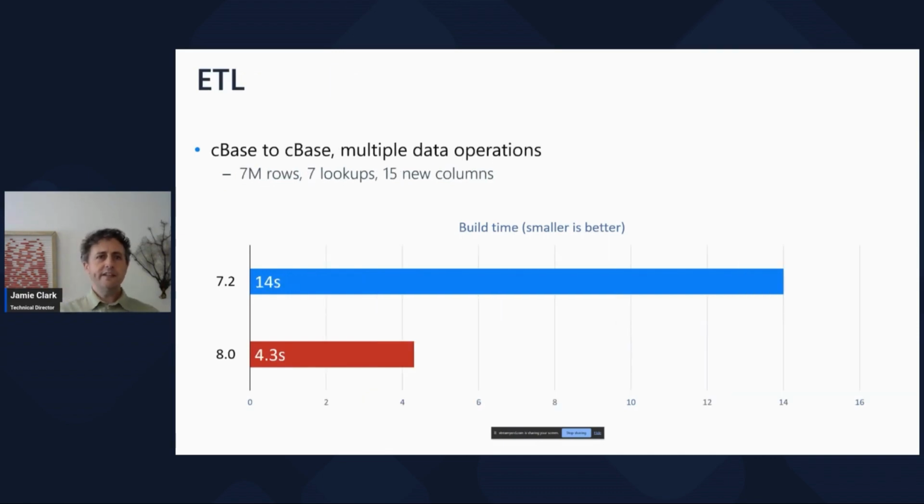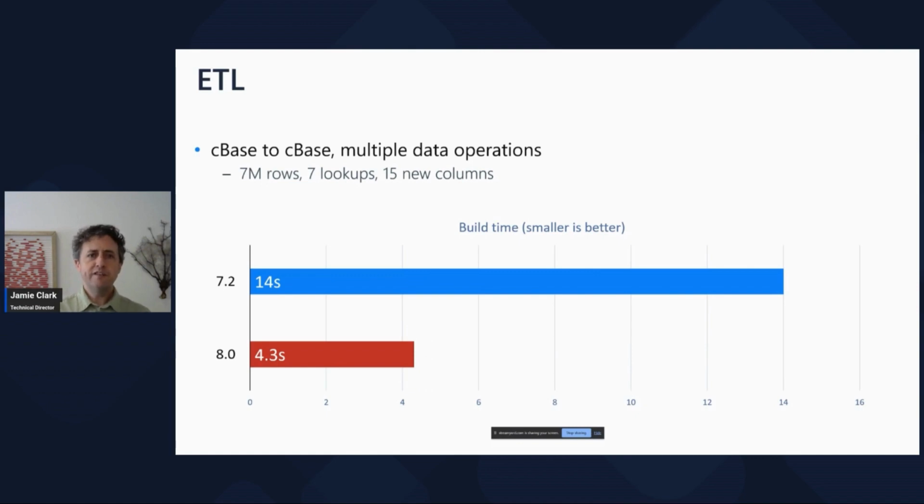Now let's go back to an ETL case. Here I'm going to read a CBase, I'm going to write back a CBase, and along the way I'm going to do some lookups, I'm going to add some new columns. Again, this is not a very complicated example, but you can see that in 8.0 it is still much faster. It's not reading in a net text file, so we're not getting that benefit of the text input improvement I mentioned earlier. So Spectre is faster, but for what reason?